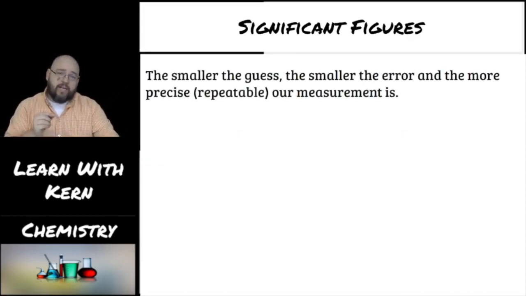All right, the smaller that guess is, the smaller our error and the more precise or repeatable our measurement is. So if you've got a measuring tool that has tick marks every centimeter, then your guess is somewhere within the size of a centimeter. But if you have a measuring tool that has tick marks every millimeter, every tenth of a centimeter, then your guess is somewhere between those millimeters, so in a tenth of a millimeter size. So the more marks that you have, the closer they are together, the smaller your error is, and therefore the smaller your guess is, and the more precise or the more repeatable your measurement can be.